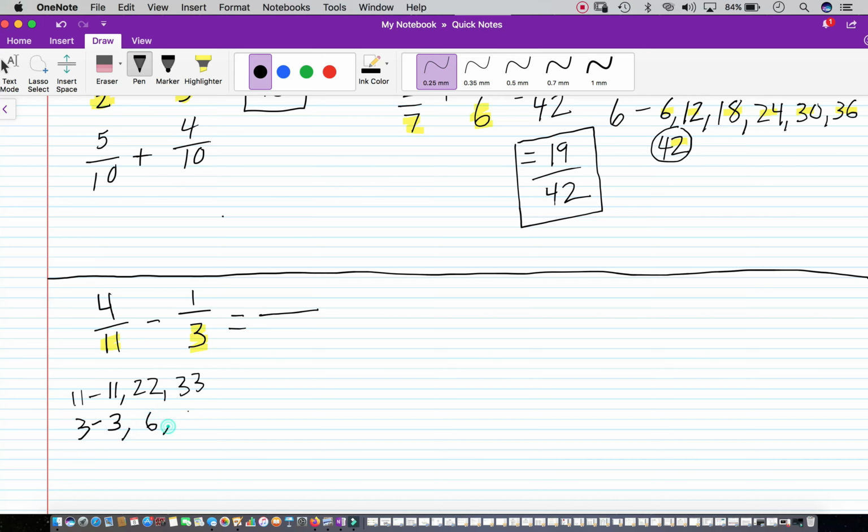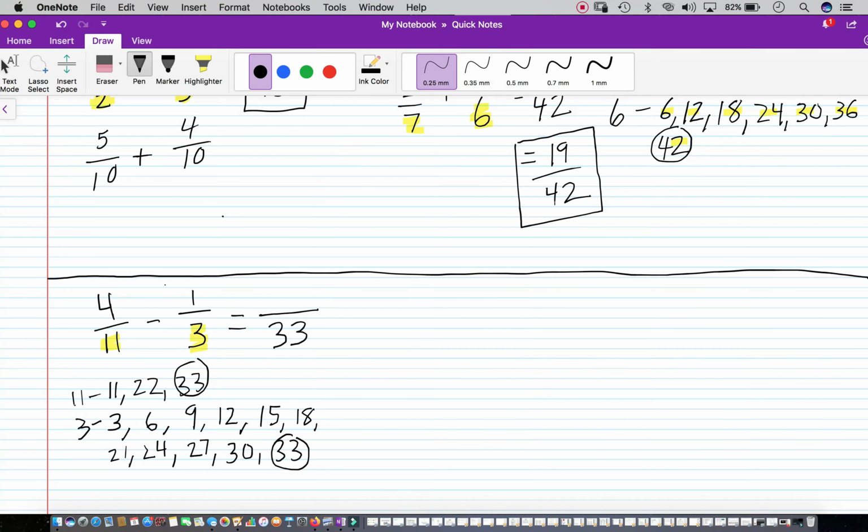3, 6, 9, 12, 15, 18, 21, 24, 27, 30, 33. So the smallest number that both lists share is 33. That becomes our denominator in fractions.